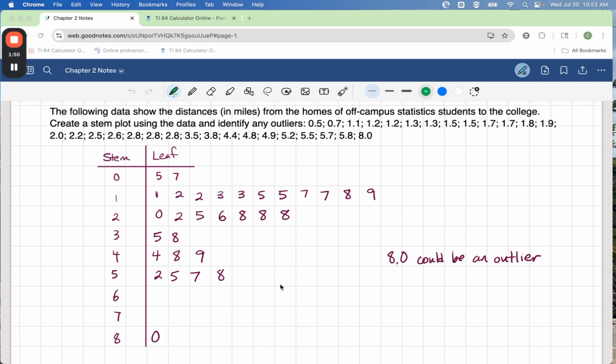And then the only one that looks like it could be an outlier is 8.0. We go from 5.8 to 8.0. That's a pretty big leap. 8.0 is pretty far away from that cluster of data, so it could be an outlier.